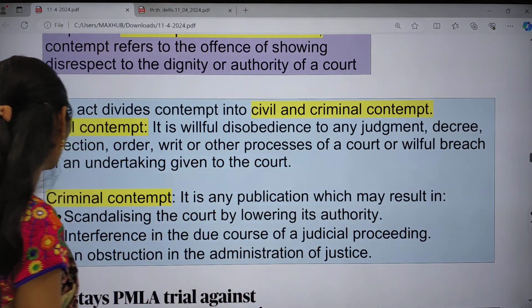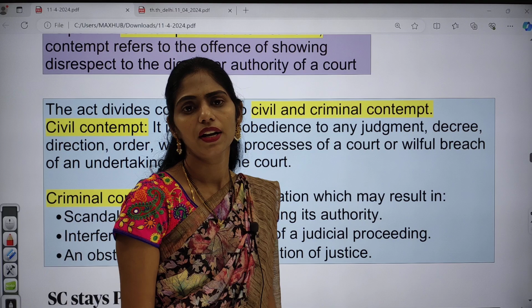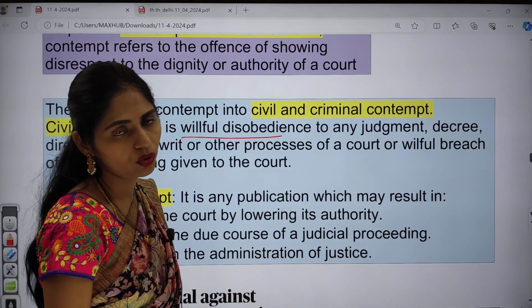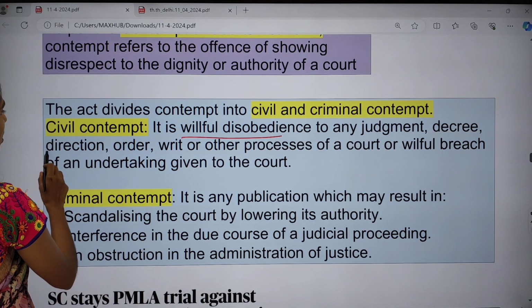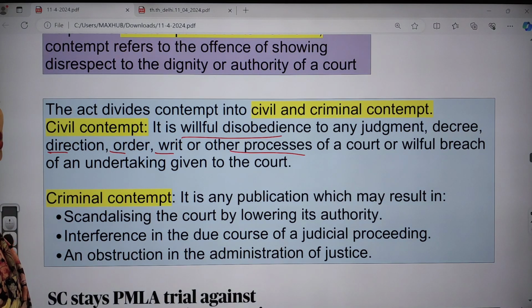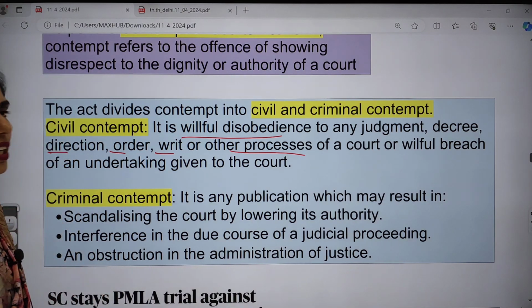What is civil contempt? Civil contempt is whenever there is willful default or willful disobedience of any judgment, decree, direction, order, writ or other process of the court. Whenever there is such a breach, that is called civil contempt.